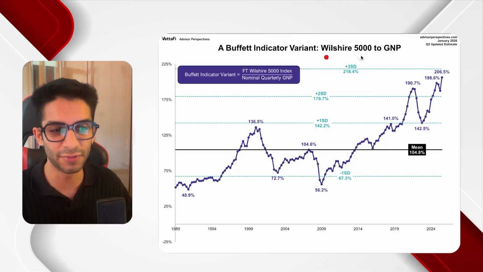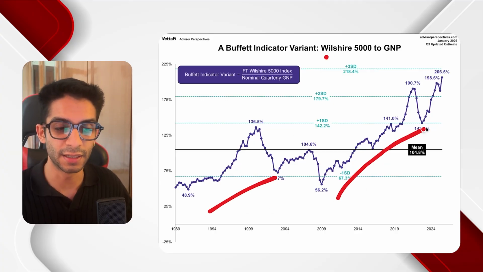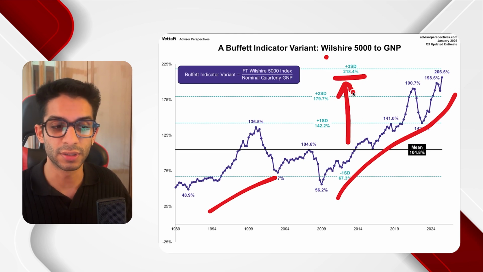So going to the Wilshire 5000 to GDP ratio, over here also you can see that the trend is specifically upwards, and currently we are sitting at 3 standard deviations above the mean. Alright, so 3 standard deviations above the mean is not normal, and we are bound to come back in some way or the other.